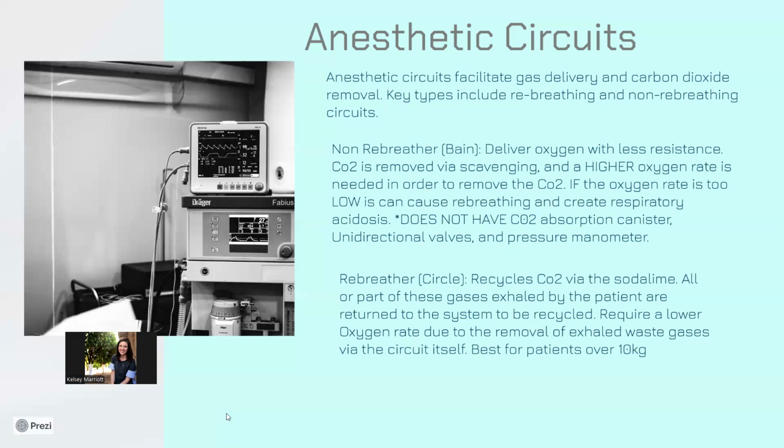Our rebreather is what we call a circle system. This is where we recycle that CO2 through the soda lime, and this is where we're able to operate on a lower oxygen rate due to the removal of the exhaled gases through the circuit itself. These are our bigger dogs. Typically in the research, when you look in your book, it'll say 10 kgs or greater, but it'll come down to your clinic protocol and what you feel comfortable doing.